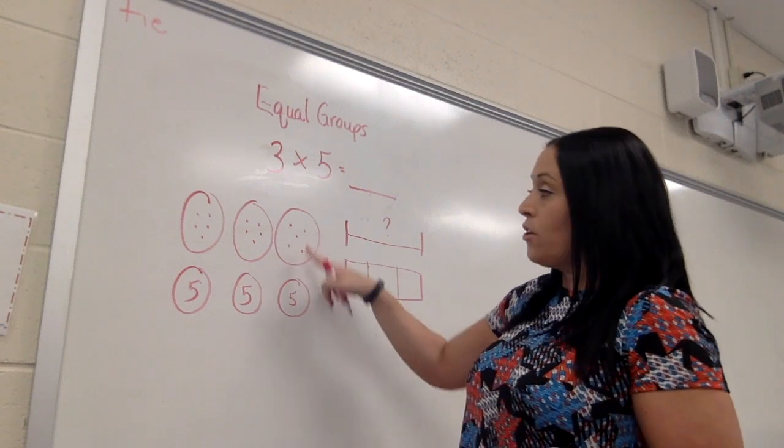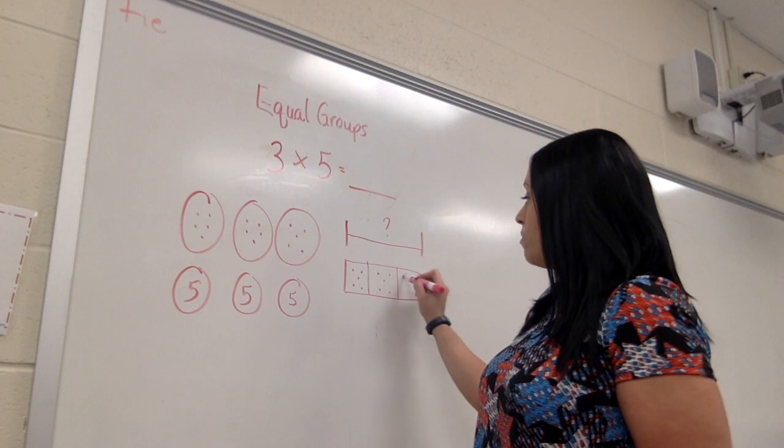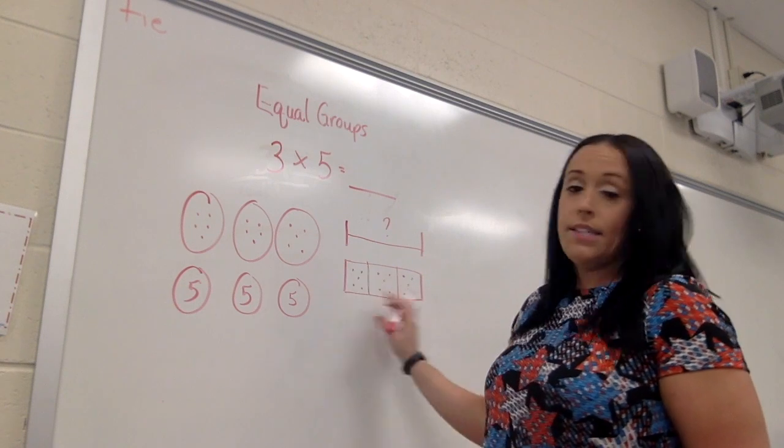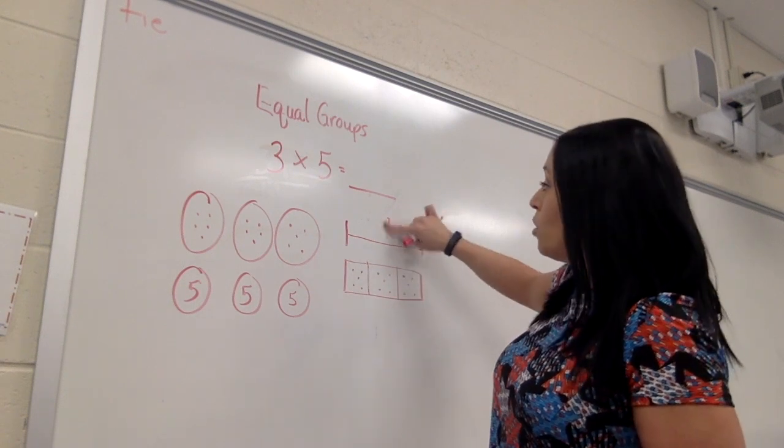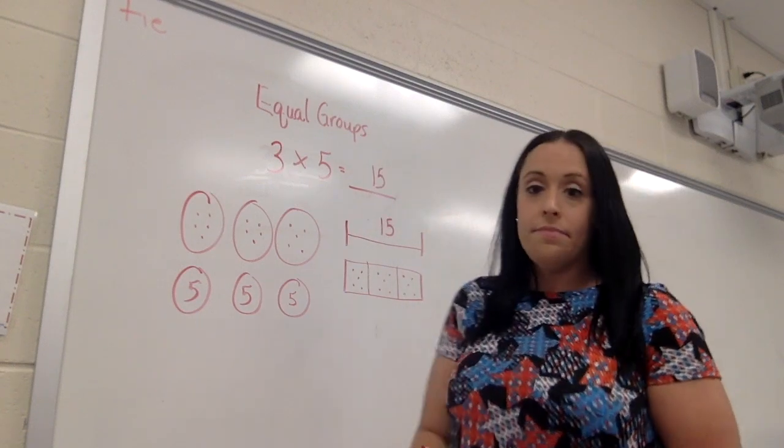Again, you can do it either way like this. 1, 2, 3, 4, 5, 1, 2, 3, 4, 5, 1, 2, 3, 4, 5. In this case, they would just add them all up to come up with the total that goes above the bar, which in this case, again, would be 15.